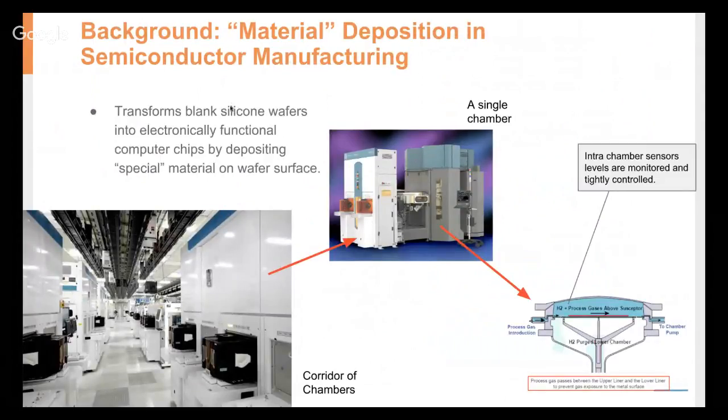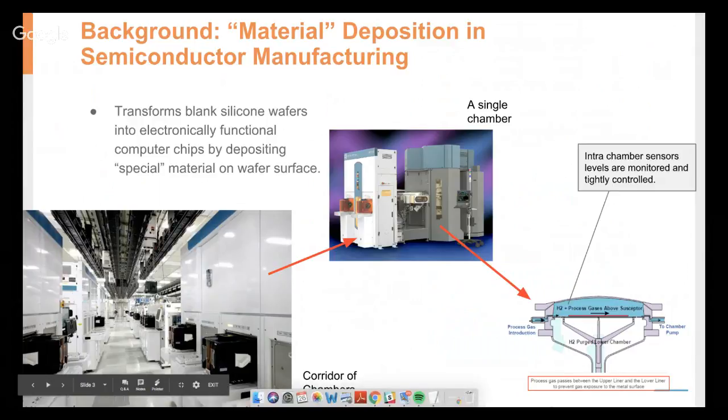So first, to give some background on semiconductor manufacturing. The goal is to transform these blank silicon wafers into electronically functional computer chips. And that's done by depositing special material on the wafer surface, inside these chambers, which we call tools. On the left side, you have a corridor of chambers in a semiconductor manufacturing plant. And if you look at just one of those tools, as the picture in the middle does, and then go within that tool, you have this diagram here, which shows what happens as a wafer has that material deposited on it. And so it's on this axle.